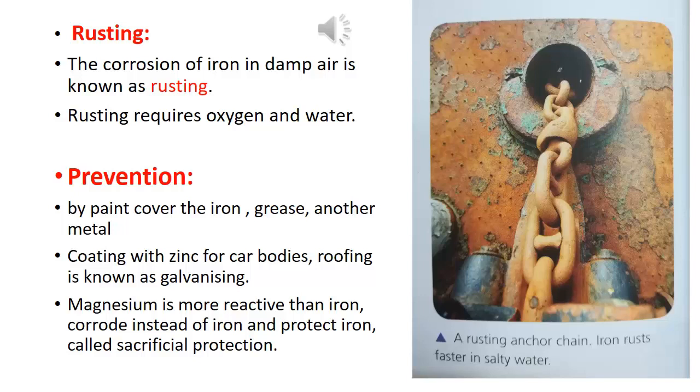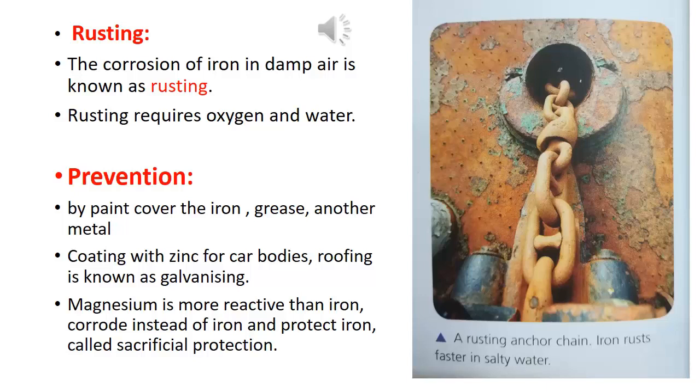So when the rain falls, it is present on the outside of our house. So naturally, when the rain falls, it gets rusted. So to prevent that, the gates are painted. And our car bodies are coated with zinc to prevent the rusting of the car bodies. That process is called galvanizing.